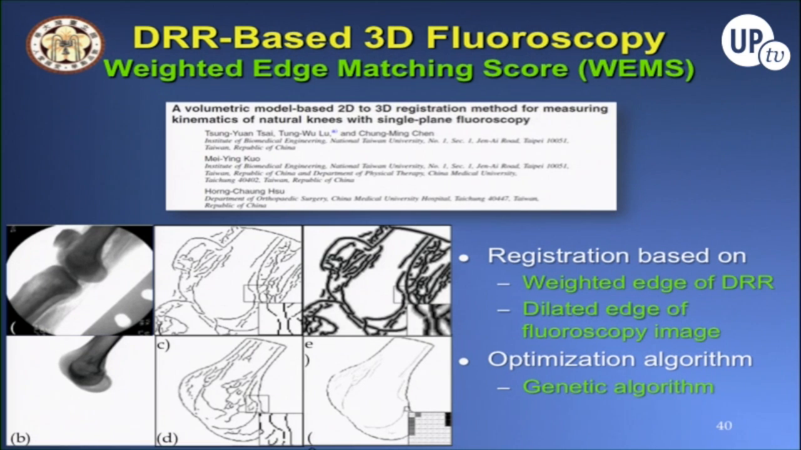And this approach is called a weighted edge matching score. On the top is the fluoroscopy image. On the bottom is a DRR of the bone. We then do edge detection, and we dilate the edge of the fluoroscopy image, and then we compare these two according to an optimization criterion called weighted edge matching score. So the registration is based on the weighted edge of the DRR and the dilated edge of the fluoroscopy image. And we use a genetic algorithm to find the optimum position of the bone.